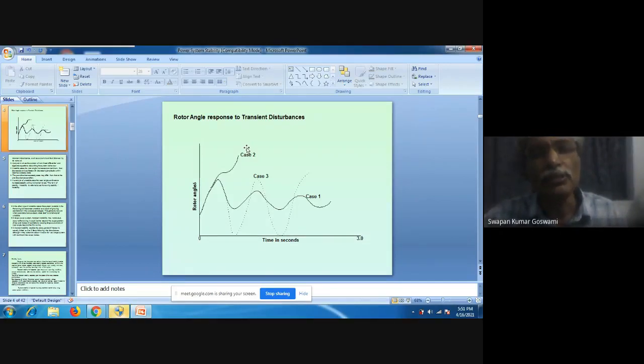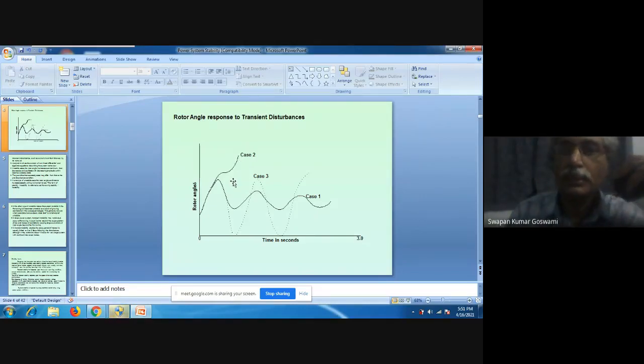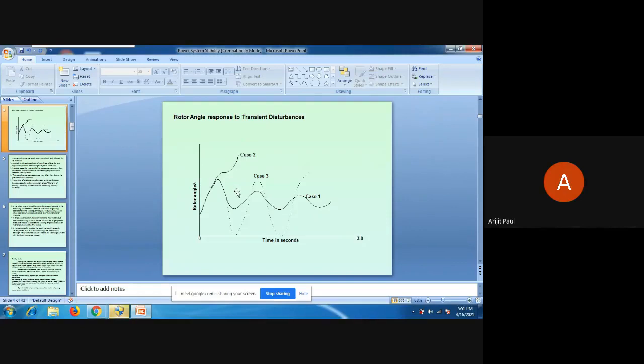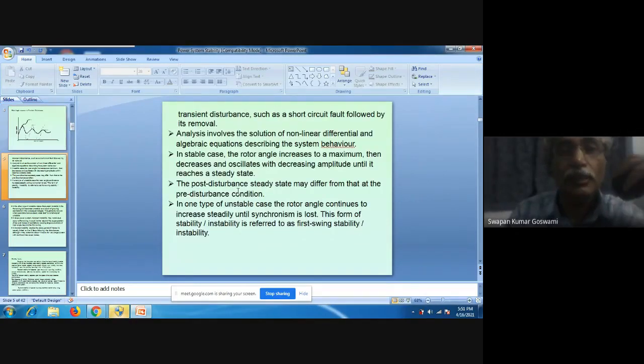And for this situation, the solution of the swing equation that will be valid will be either case 1 or case 2. Am I clear? Is it clear? Could you understand this? Yes, sir.